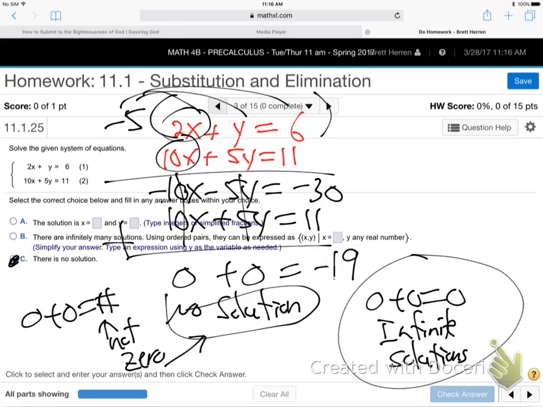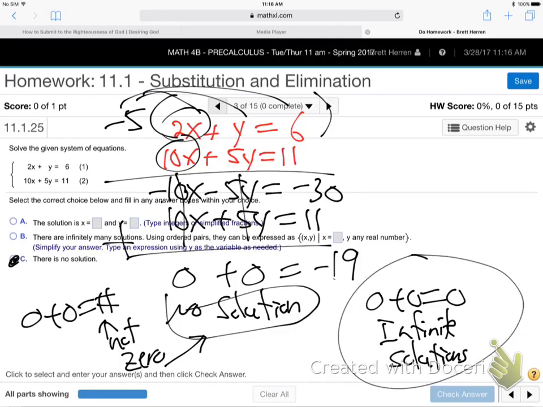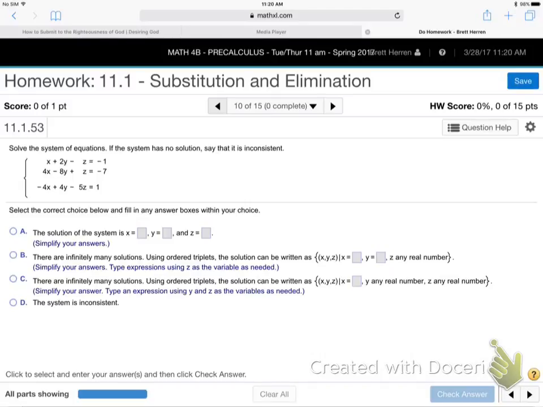Good? All right. Let's move on. Whoops, that didn't move on. I'm going to show you how to do this one by hand and then by calculator. How about we do both? In fact, why don't we do by calculator first?